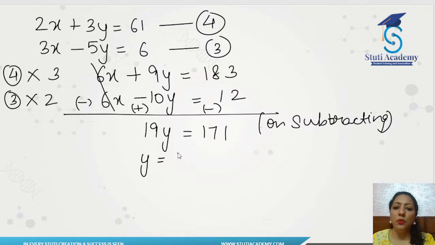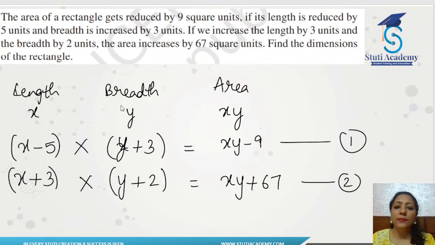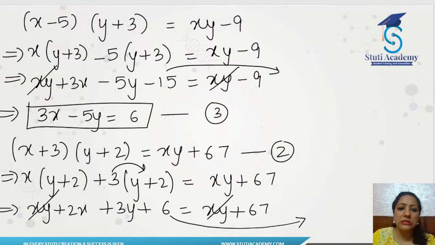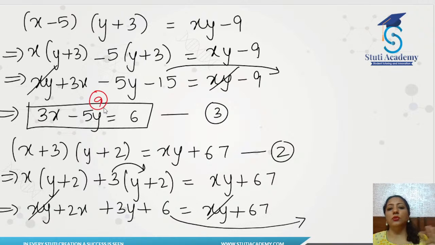So y would be 171 over 19, that is 9. Why have we got 9? That means the breadth of the given rectangle is 9 units. Now let us take the length. So in order to find the length, we can take this 9 and put it anywhere. Let's say that I'm putting this in the third equation. So if I put y is equal to 9 in the third equation, I'll get 3x minus 5 into 9, that is 45, equal to 6.